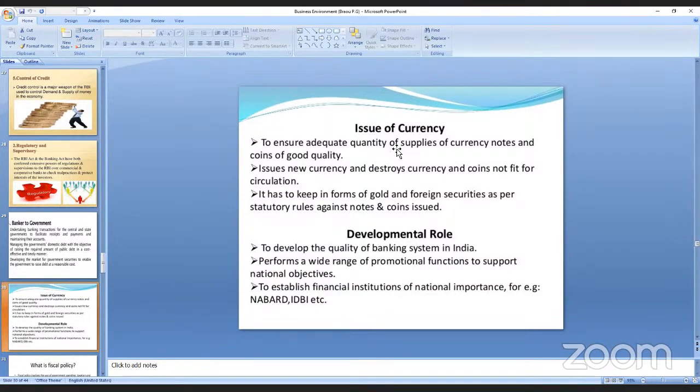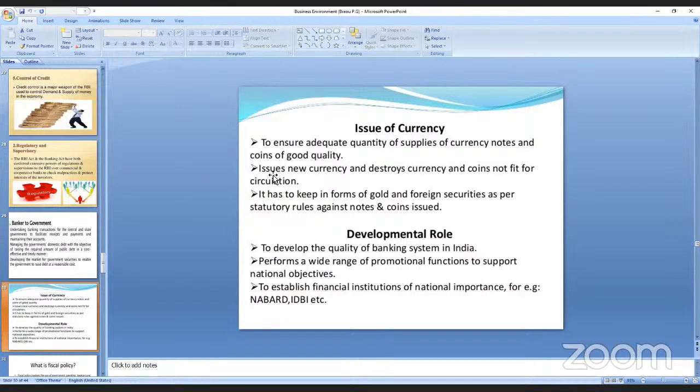So that is where the currency notes will be adequate in quantity, the supply, the currency notes, the coins of good quality. So these are the things they have to issue. Issue the new currency and destroy the old. When a new note comes, they will destroy the old notes. Issue new currency and destroy the currency and the coins not fit for circulation.